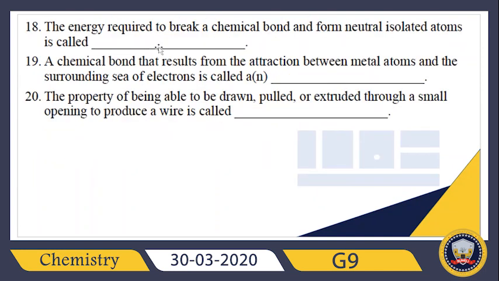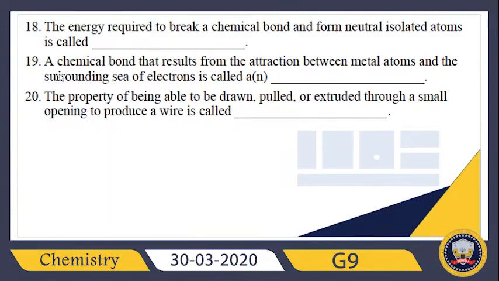Now, the energy required to break a chemical bond and form neutral isolated atoms is called what? What is it? It is obvious. It is the bond energy. I need this energy to break it. So it is called bond energy.